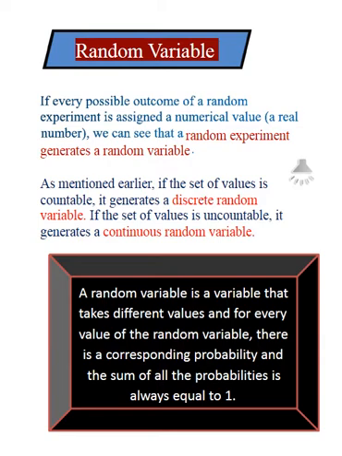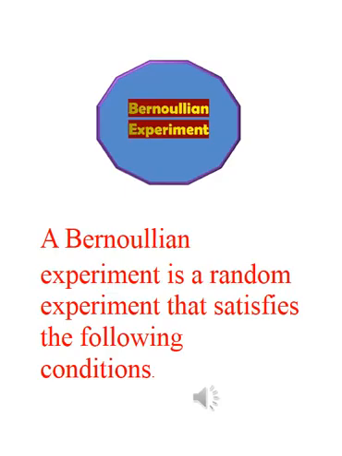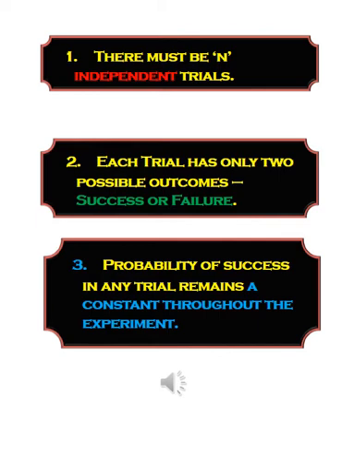A random variable is a variable that takes different values, and, for every value of the random variable, there is a corresponding probability, and the sum of all the probabilities is always equal to 1. A Bernoullian experiment is a random experiment that satisfies the following conditions. 1. There must be n independent trials. 2. Each trial has only two possible outcomes, a success or a failure. 3. The probability of success in any trial remains a constant throughout the experiment.